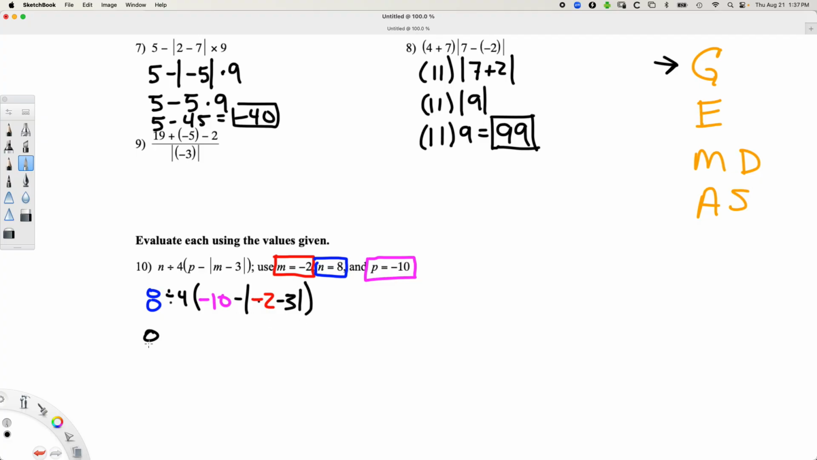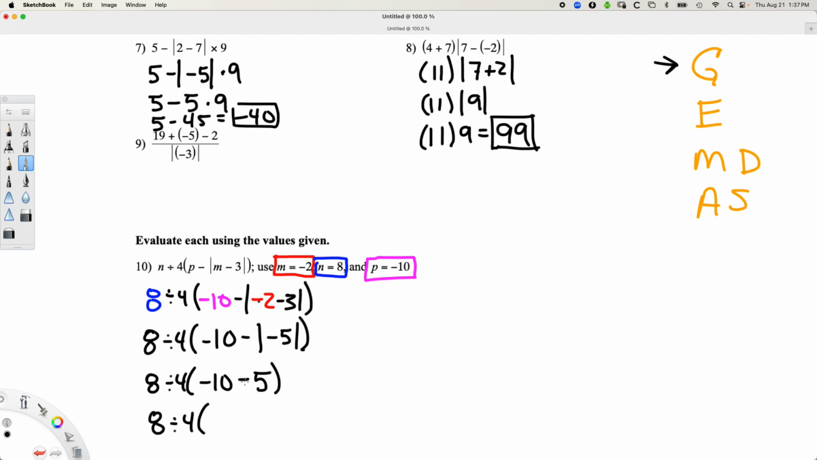So I'm just going to say that this is 8 divided by 4 times negative 10 minus, and now I can do my absolute value. Negative 2 minus 3 is just going to be negative 5. So this is 8 divided by 4, negative 10 minus the absolute value of negative 5, which is just 5. And so this is 8 divided by 4, negative 10 minus 5 is negative 15. Okay, so we've now done all of our grouping.